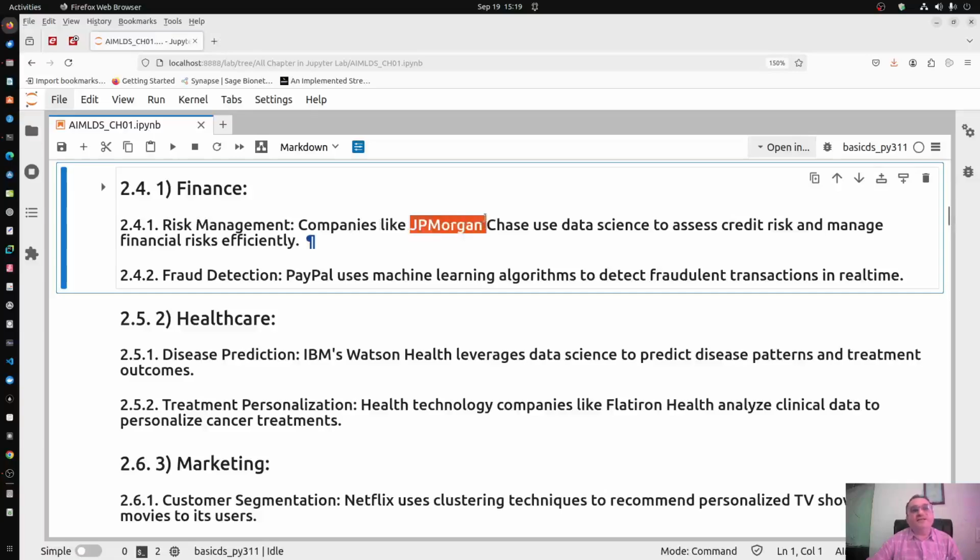There are companies like JP Morgan Chase who use data science to assess credit risk and manage financial risks efficiently. Now, obviously, if you remember, during the 2008 financial crisis, when one of the largest financial firms of the US went bankrupt, it was JP Morgan Chase who acquired that.